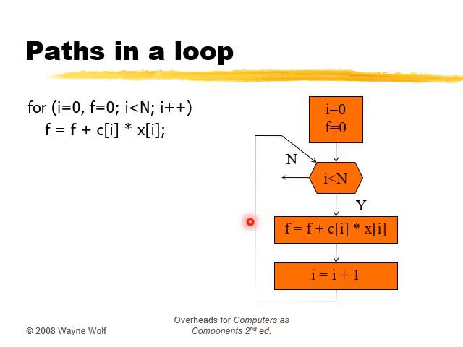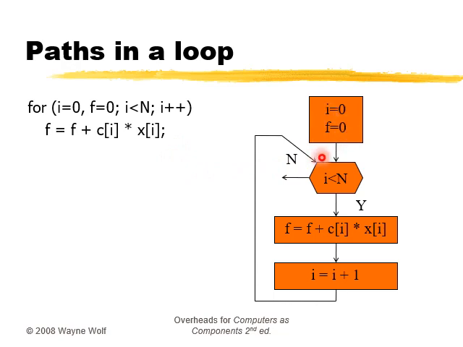So in this slide we will list down the path through a fixed iteration for loop. It is seemingly simple. In the code below, as you can see here, for i equal to 0, f equal to 0, i less than n, i plus plus, f is equal to f plus c of i times x of i. So our f will remain 0 all the time because we are not incrementing f.